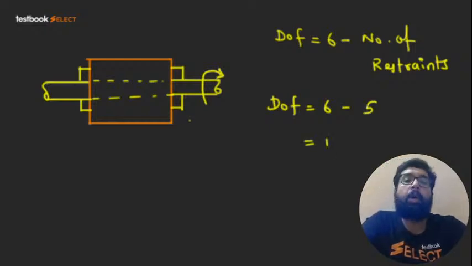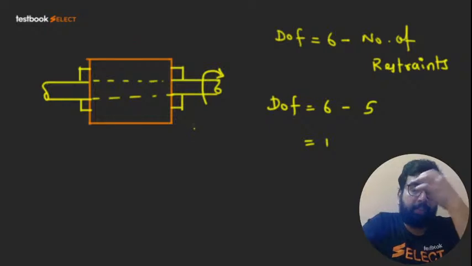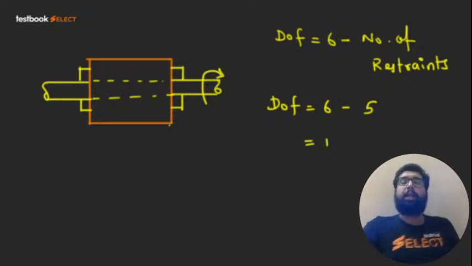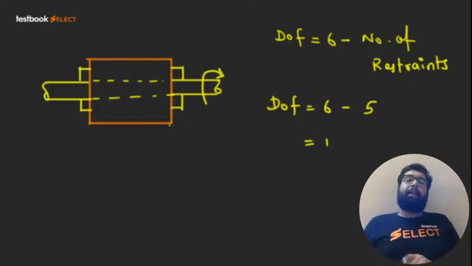Because now it cannot move in the x direction, so it is having only one motion, that is rotation about the x axis. It has no other motion. It cannot rotate in any other direction, but can rotate in one direction only. So obviously it has 1 degree of freedom. Now if it has 1 degree of freedom, how many restraints does it have?